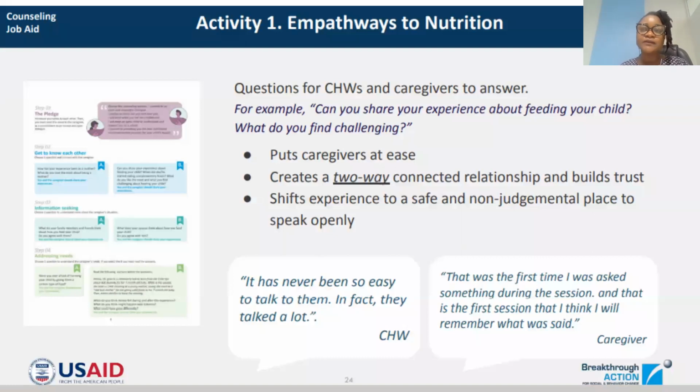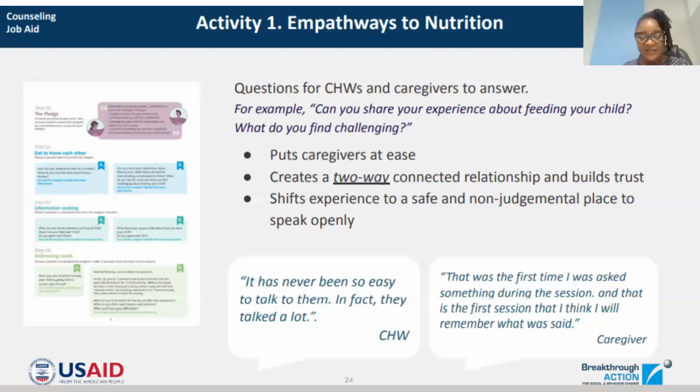So the caregiver is comfortable and they are reminded and it is reinforced that everything they say will be held in confidence and will only be used to help them make decisions that would help improve their child's nutrition. After that, there are also questions that the community health worker and the mother would answer. Some of the questions are ones that both the community health worker and the mother answer. And it also gives the community health worker an opportunity to share their experience with the mother, which also helps the mother to understand that some of these challenges are not unique to them, and the essence of the conversation is not to judge, but to help the mother make informed decisions.